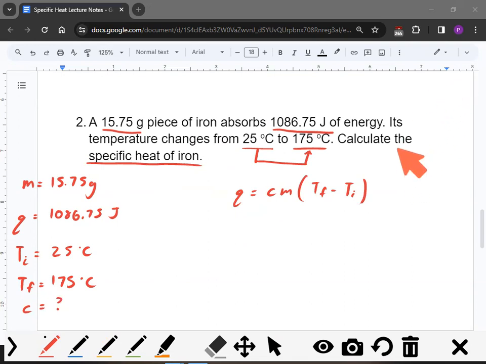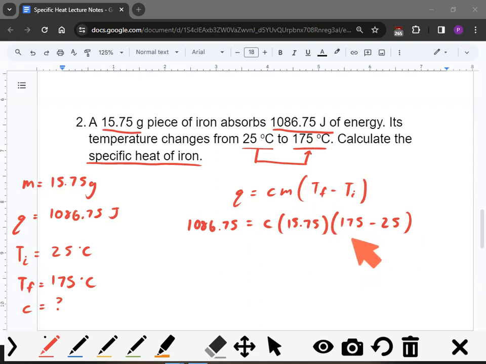All right, so let's plug in our numbers and then we'll be all done. So Q is this big long one right here, 1086.75 equals, we're looking for C, the mass is 15.75. And then in the other parentheses, we have TF, which is 175 minus 25. Okay, so again, this is just pretty simple algebra. All we got to do is plug our numbers into the calculator, and we're all done.